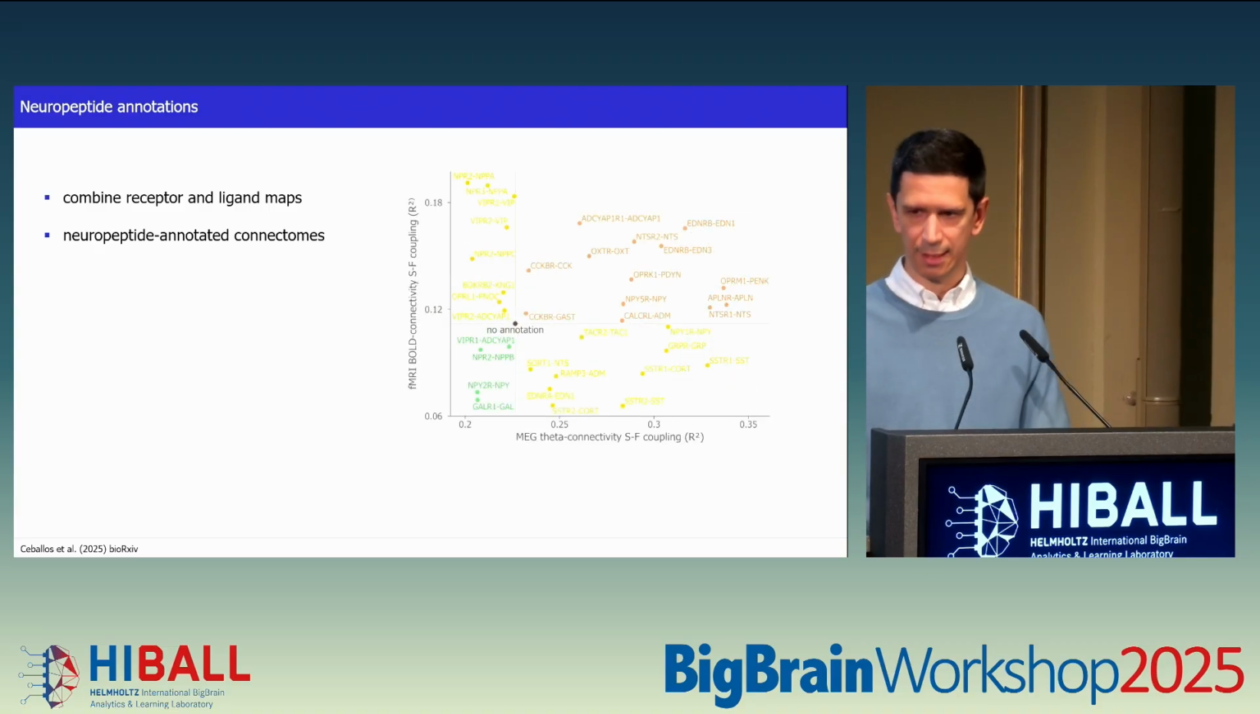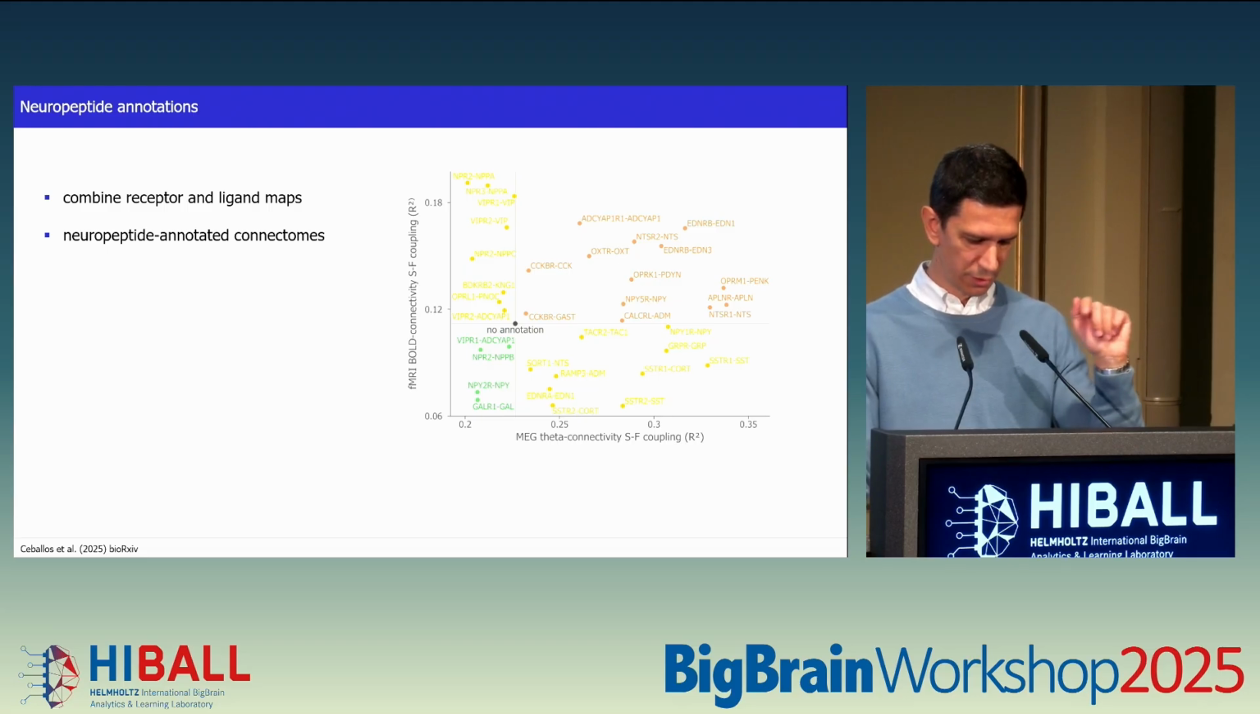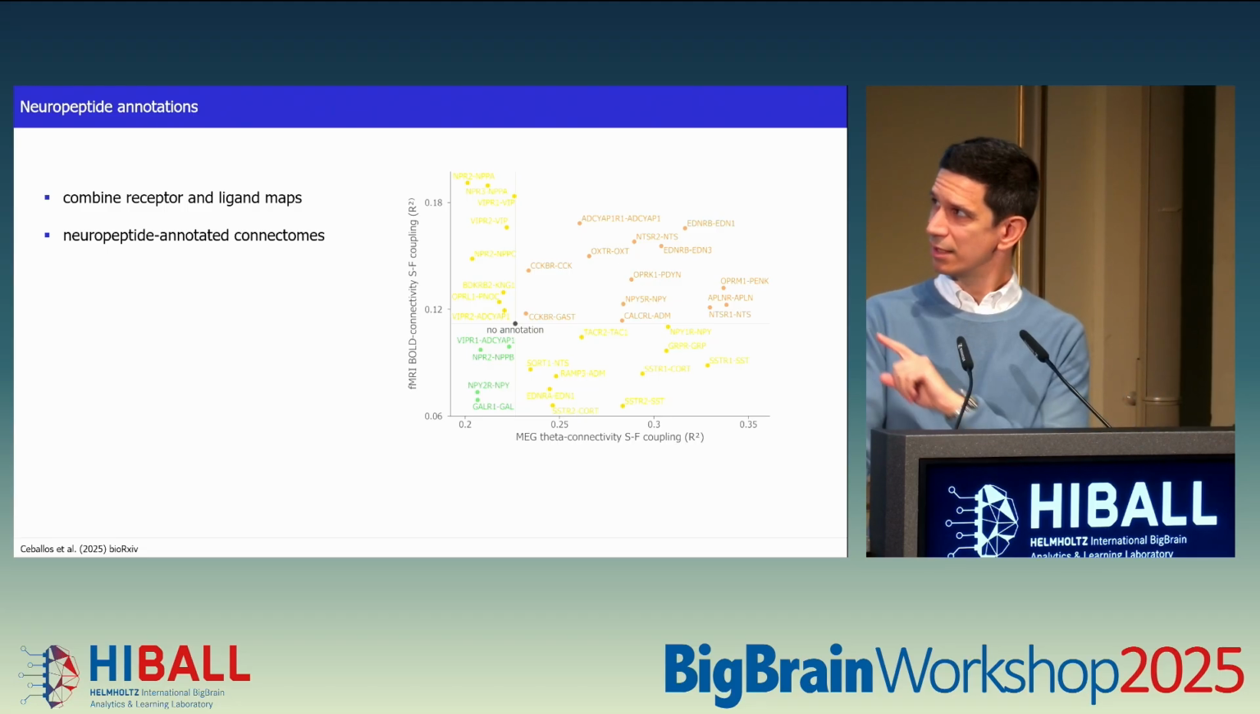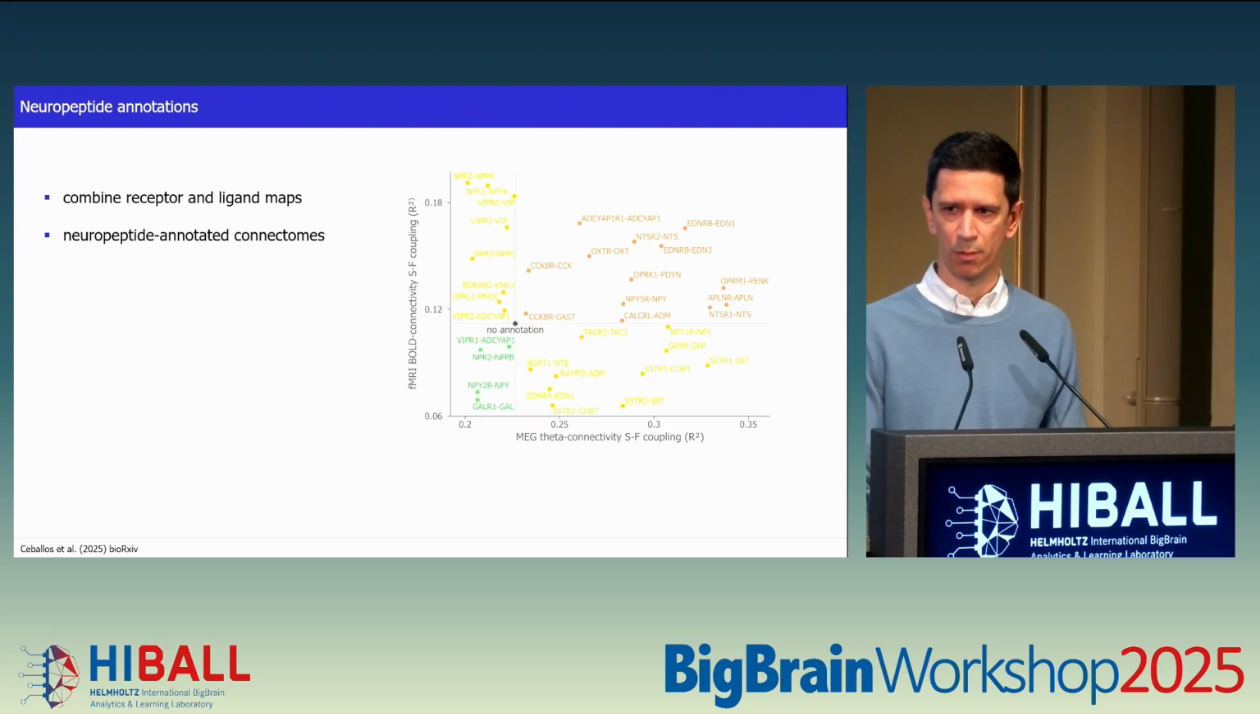And so that's what you're looking at here. On the y-axis you can see how well we predict fMRI functional connectivity, and MEG functional connectivity is on the x-axis. You can see a tiny little point right there that says no annotation. That's just how a connectome with no neuropeptide weights would do.